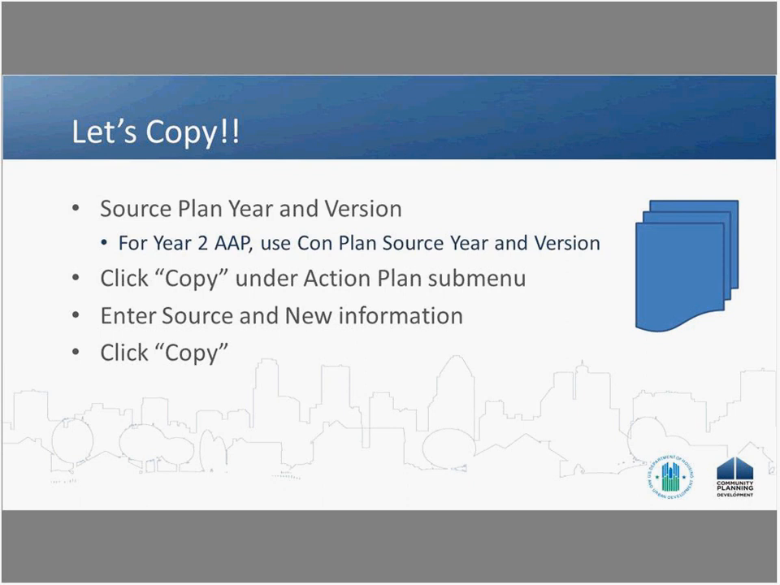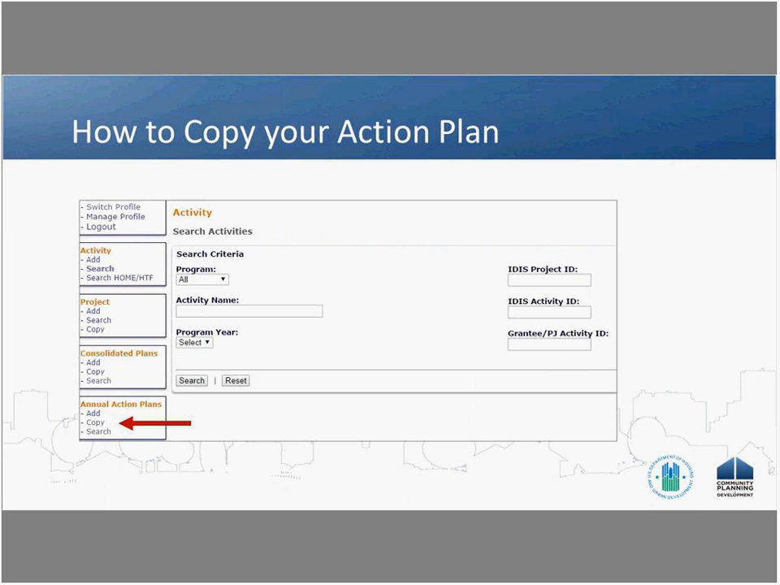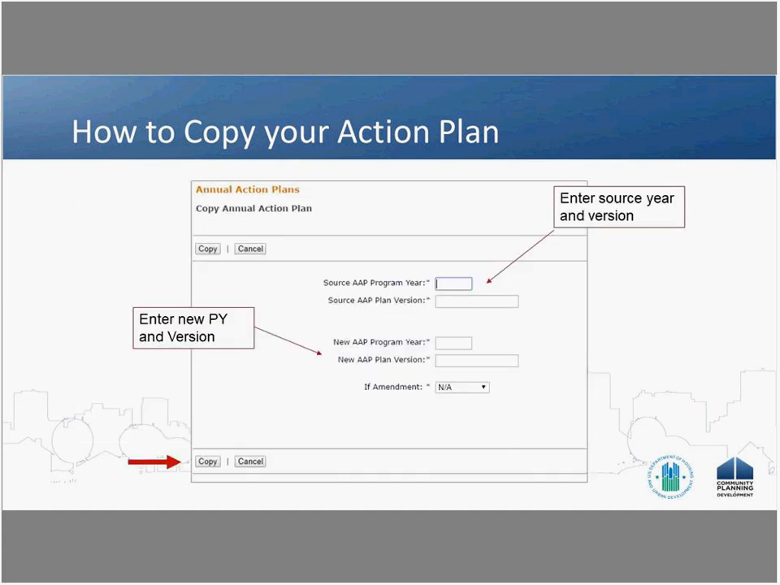What we would just highlight is that when you copy that action plan, you want to make it year two. Remember that it's buried in your con plan. So when you go to copy, you're going to have already looked in your con plan to remember what version number it was and that source year, of course. You're going to enter the new program year and version to copy that out of your con plan. You're going to put that source year, 2020, and your version number, whatever letter string you had there, and you're going to copy that to 2021. It's buried in there, but it is in there, so make sure you put that program year and that version number.